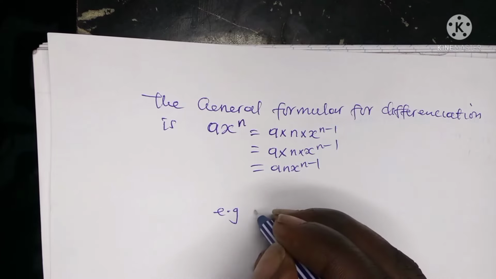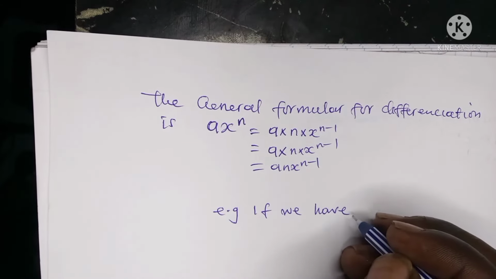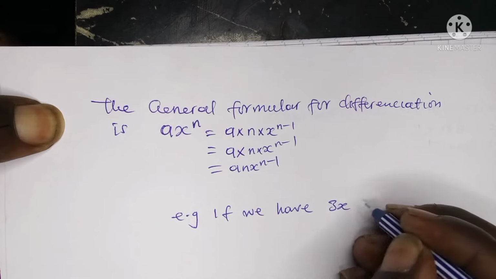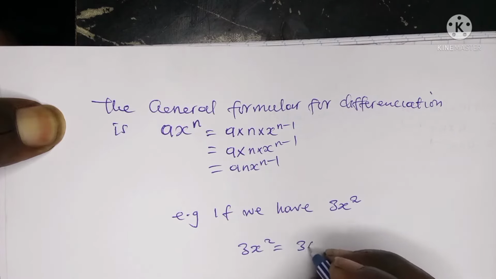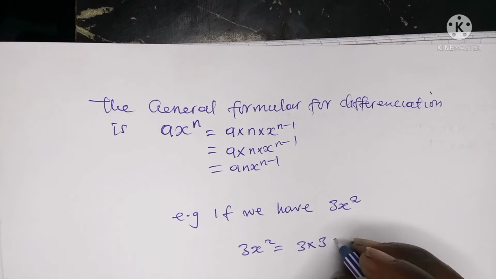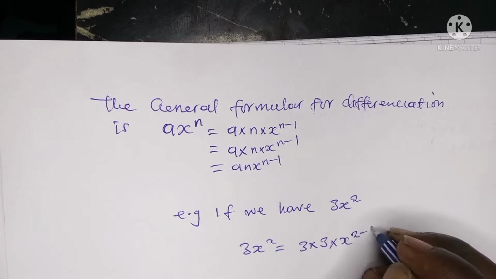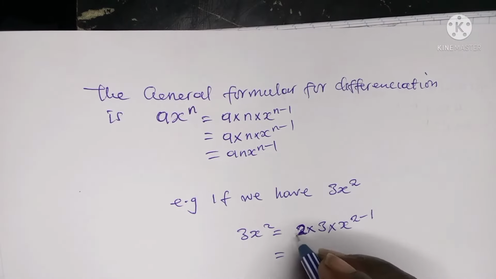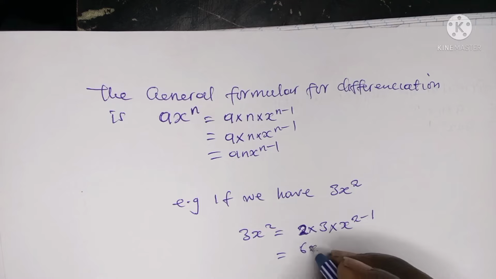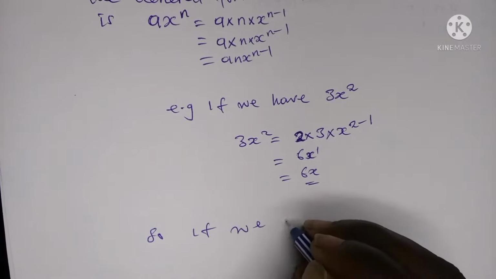E.g., if we have 3x power 2, it equals 3 times 2 times x power 2 minus 1, which is 6x power 1, the same as 6x.